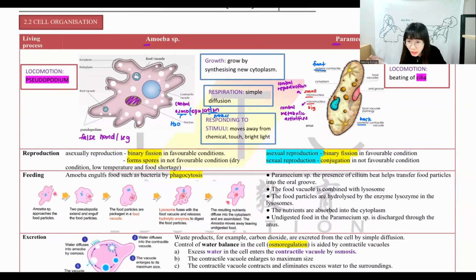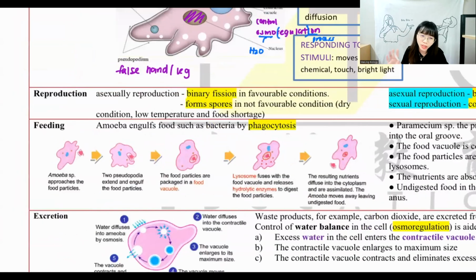This is conjugation. And then they will also eat. Every living organism has to eat. Amoeba species is the most important one, guys. In exams, they always ask about phagocytosis. It's a feeding process. Mark a star over here. It's a very commonly asked easy question. Now, how do they eat food? By phagocytosis.